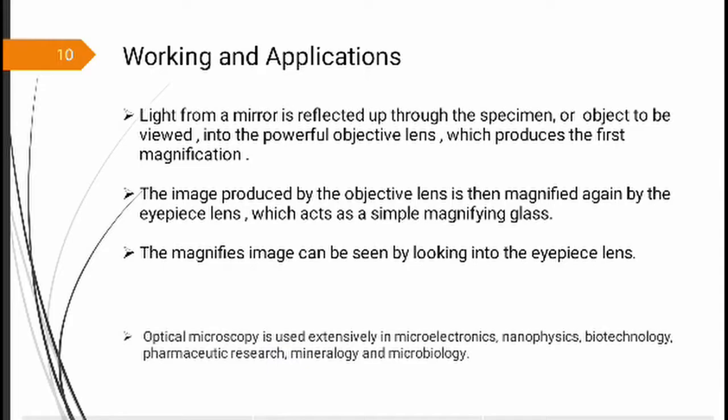So now let me move on to the working and application of the optical microscope. First, working. In optical microscope, light from a mirror is reflected through the specimen or object to be viewed into the powerful objective lens, which produces the first magnification. The image produced by the objective lens is then magnified again by the eyepiece lens, which acts as a simple magnifying glass. The magnified image can be seen by looking into the eyepiece lens.